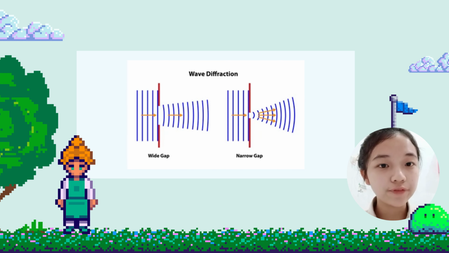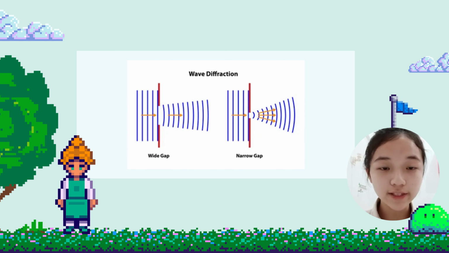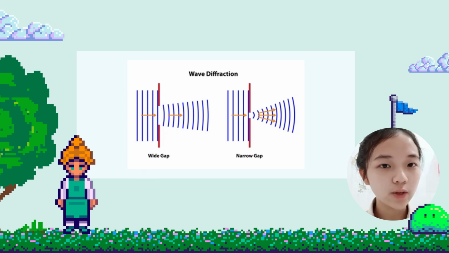The number of waves that will experience deflection depends on the size of the gap. When the gap has a narrow size, it will make the wave spread wider. This can make diffraction easier to see and observe. However, when the gap has a wide size, diffraction looks more unclear because the number of waves that experience deflection gets smaller.